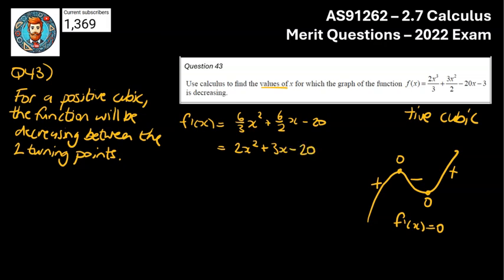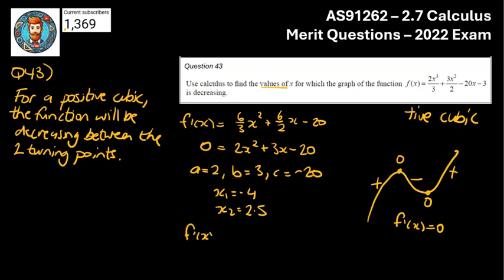Now that we've got that, we can use our graphics calculator to find the two values for x, because we know we can substitute in that 0, and we've got a quadratic equation. To find x, a is equal to 2, b is equal to 3, and c is equal to negative 20. When I do that on my calculator, I'm getting x1 is negative 4, and x2 is equal to 2.5. I know it's going to be in between those numbers. So f dash x is less than 0 when x is between negative 4 and 2.5.